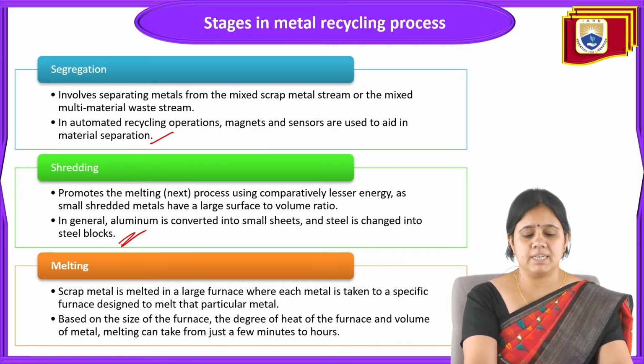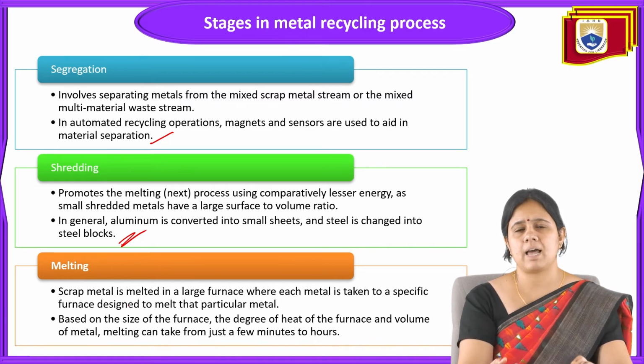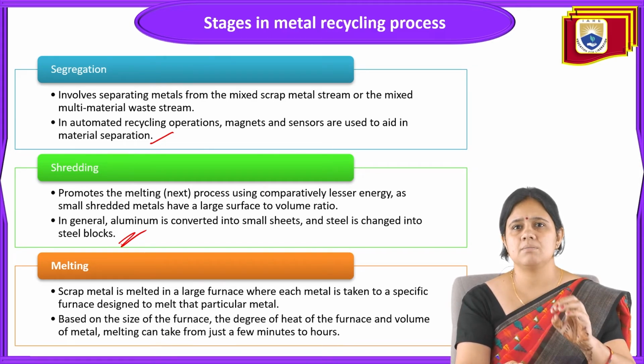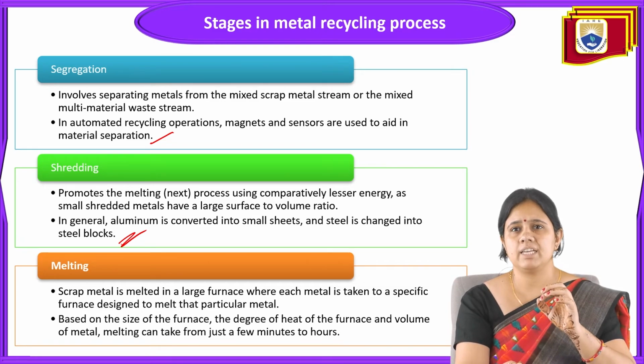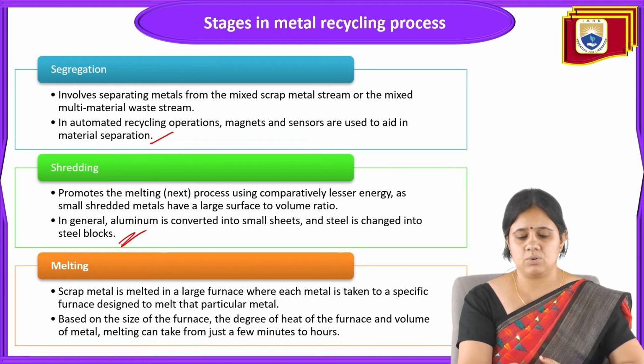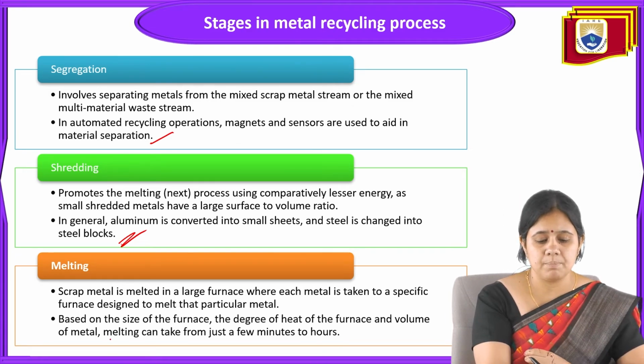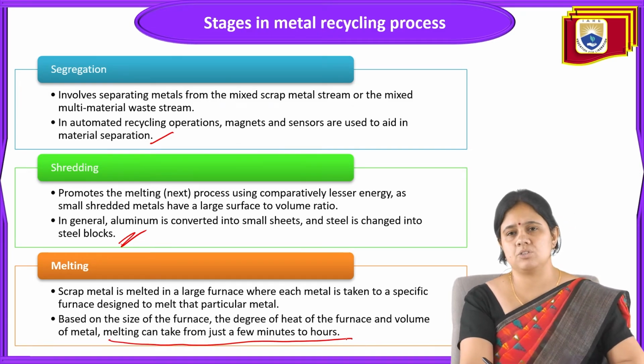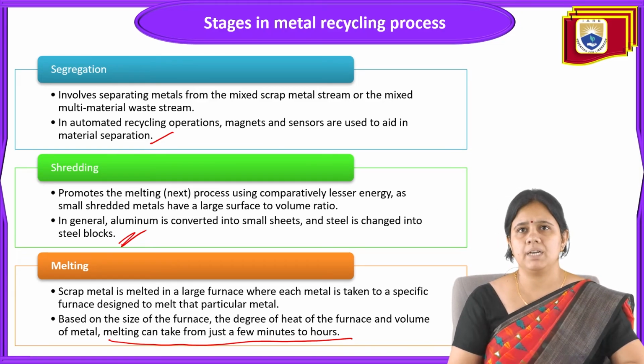And after this, the melting stage will come. In melting, scrap metal is melted in a large furnace, where each metal is taken to a specific furnace designed to melt that particular metal. Based on the size of the furnace, the degree of heat of the furnace, and the volume of metal, melting can take from just a few minutes to an hour. So this is about the melting stage of the metal recycling process.